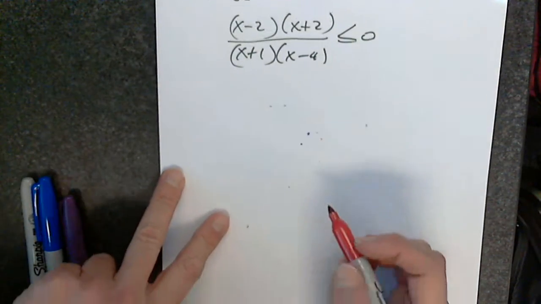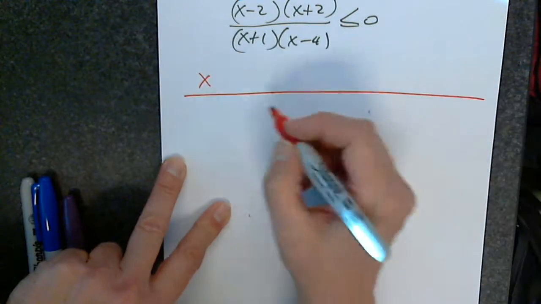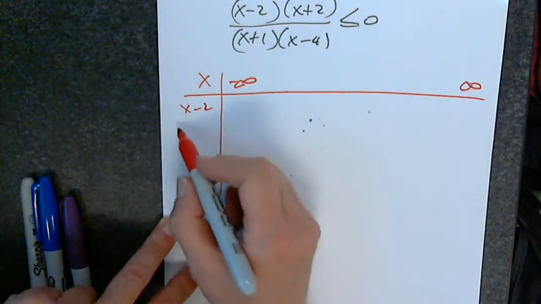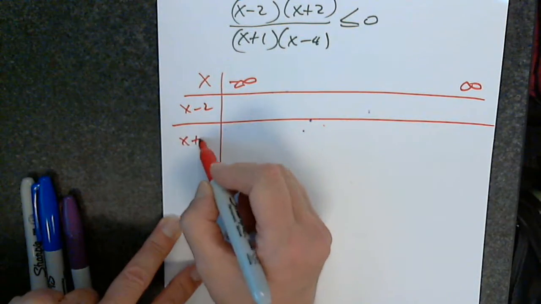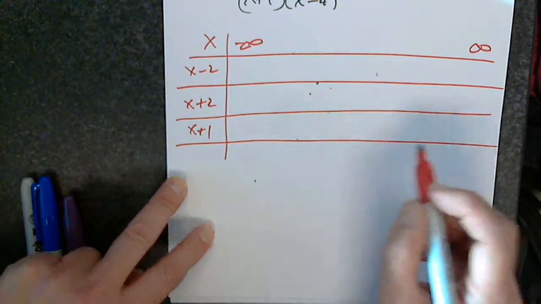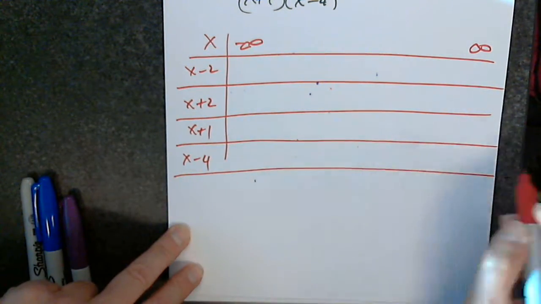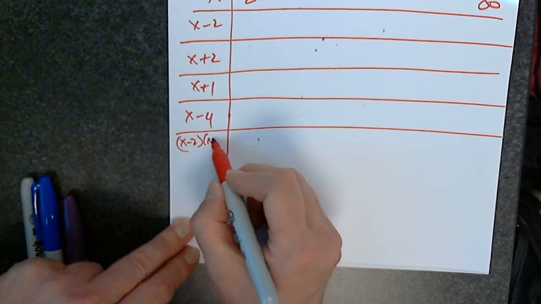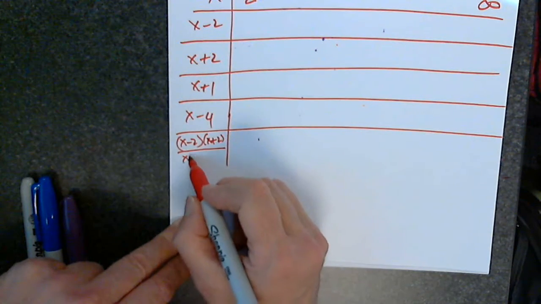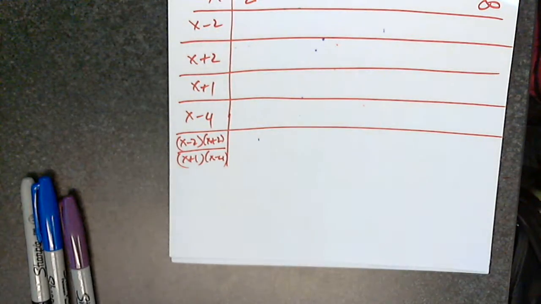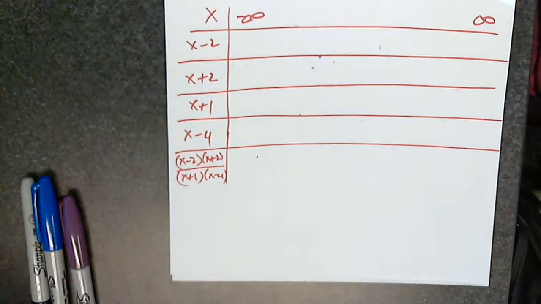Good. So then I have x is the variable in the problem, which goes from negative infinity to infinity. X minus 2 is the first factor. X plus 2 is the next factor. X plus 1 is the next. X minus 4 is the last one. And here I have to write the ratio, which is x minus 2, x plus 2 over x plus 1, x minus 4. Now, please tell me which x values will you put in the chart?